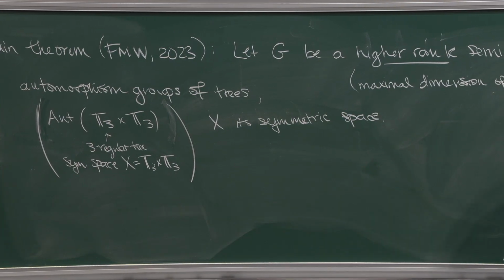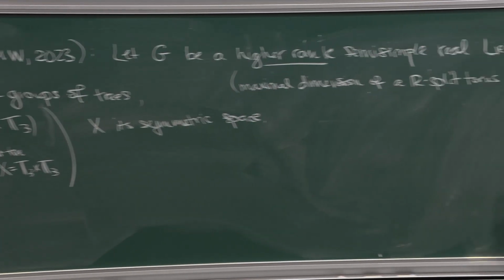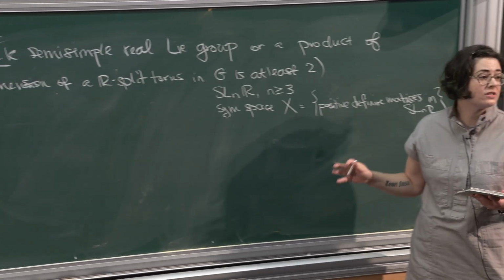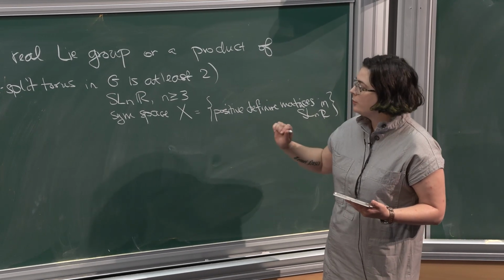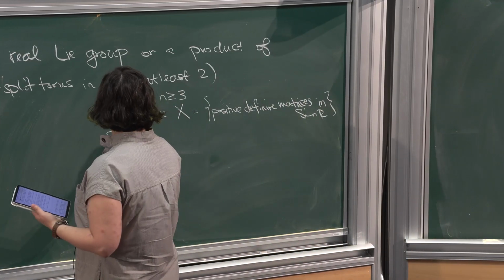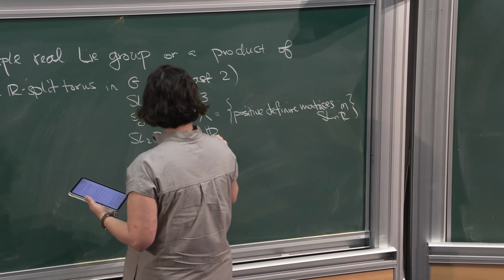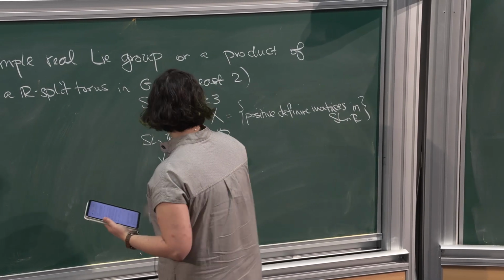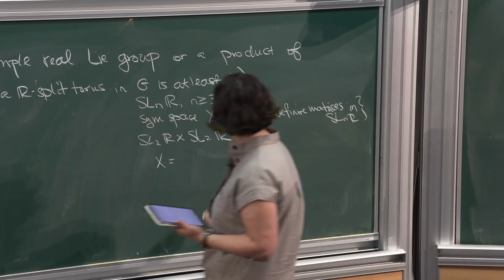Another example that's nice to think about that is also a higher rank semisimple real Lie group is just SL2R cross SL2R. So my two favorite ones to keep in mind are SL3R and SL2R cross SL2R. And in this case, the symmetric space is the hyperbolic plane cross the hyperbolic plane.